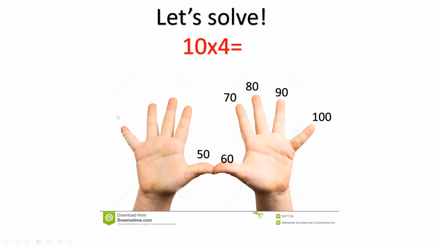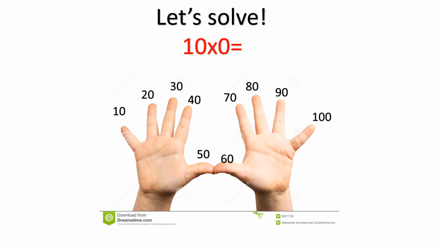10 times 4. Give it a go. Count with your hands and wiggle your fingers as you count by 10. Amazing. 10, 20, 30, 40. 10 times 4 equals 40. Great job. 10 times 3. Let's do it together. Wiggle your finger as you count by 10. 10, 20, 30. Great job.